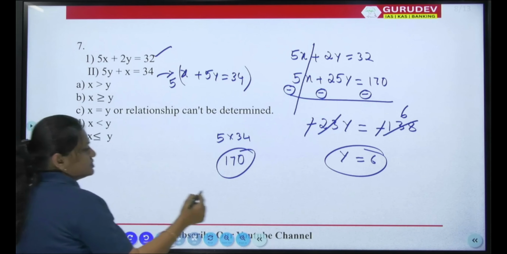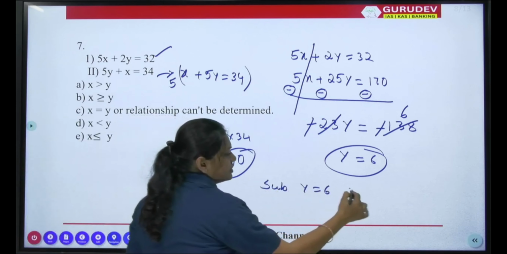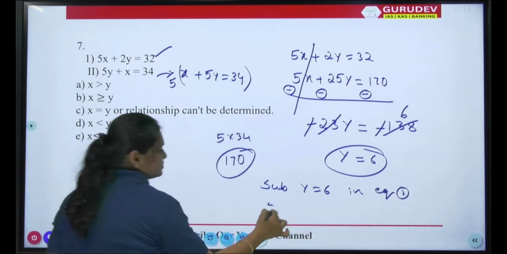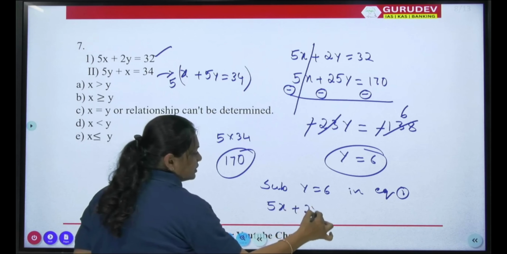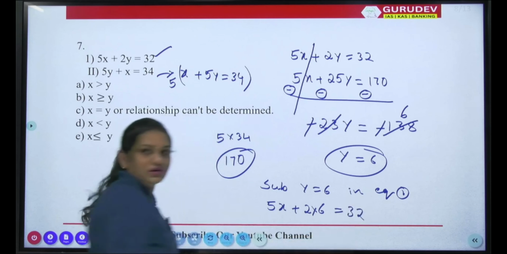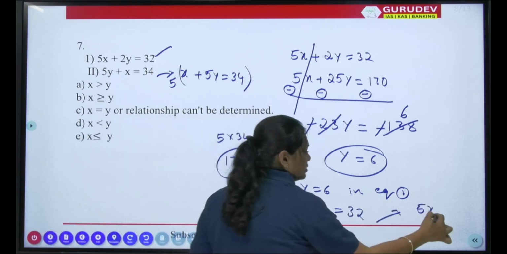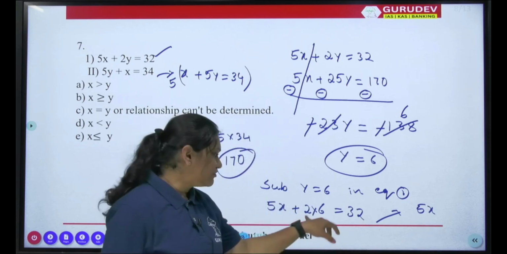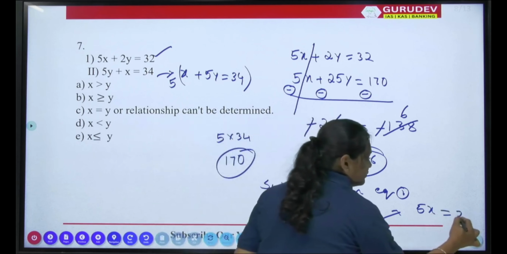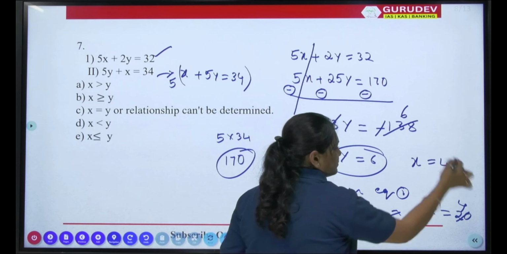So if I substitute y value equal to 6 in equation 1, which is what? 5x plus 2 into y value will be how much is it? 6, and it is 32. Clear? Next. 5x will be as it is. Next. 2 sixes are 12. If I shift this 12 here, 32 minus 12 will be how much is it? 20. So finally the value of x will be how much? x will be how much is it?